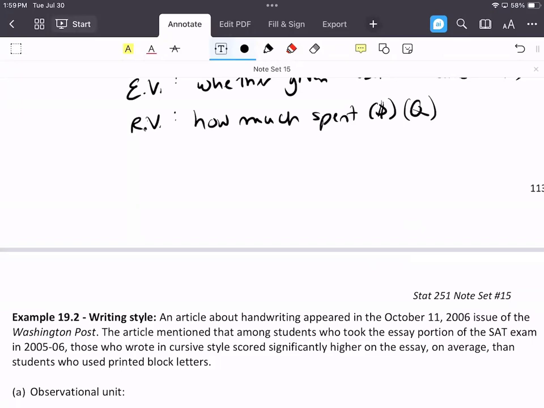Now, in this case, let's take a moment, pause, and see if you can answer A through C. Take a moment, and then we'll walk through it.